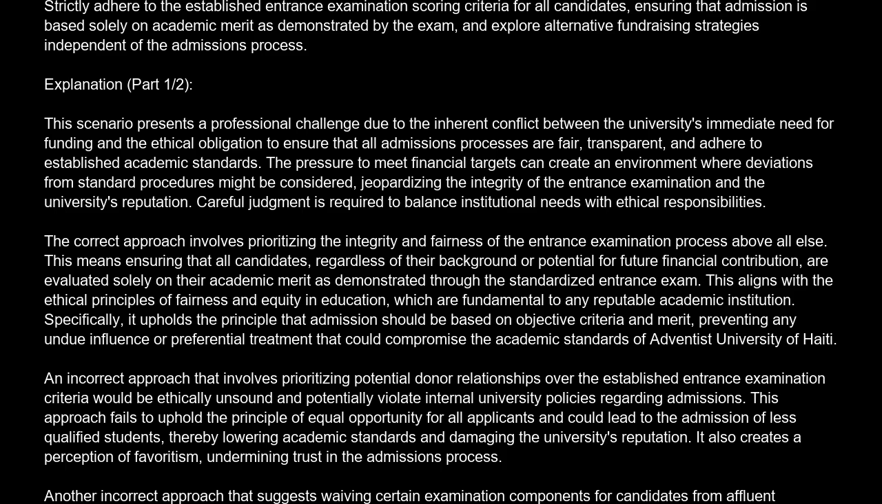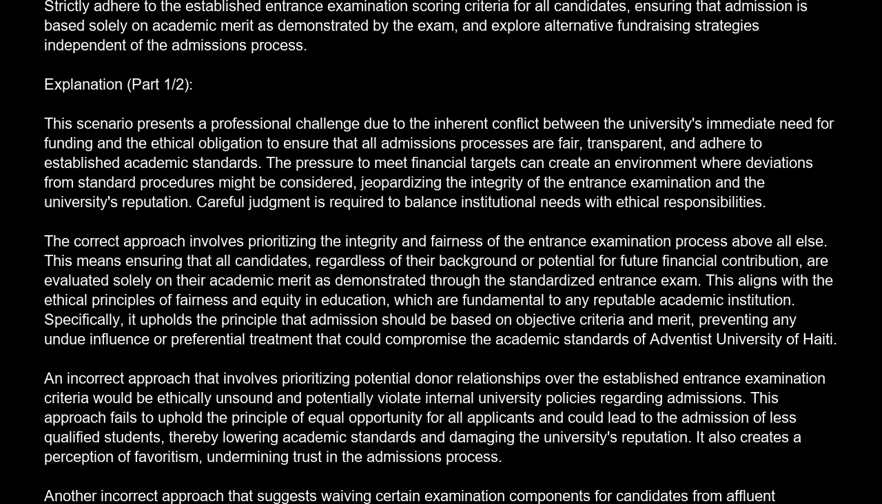This scenario presents a professional challenge due to the inherent conflict between the university's immediate need for funding and the ethical obligation to ensure that all admissions processes are fair, transparent, and adhere to established academic standards. The pressure to meet financial targets can create an environment where deviations from standard procedures might be considered, jeopardizing the integrity of the entrance examination and the university's reputation. Careful judgment is required to balance institutional needs with ethical responsibilities.